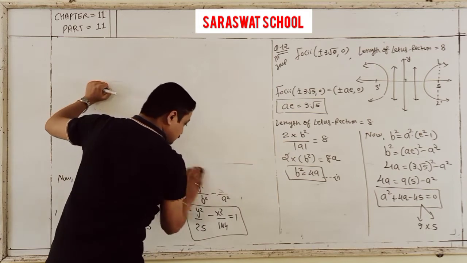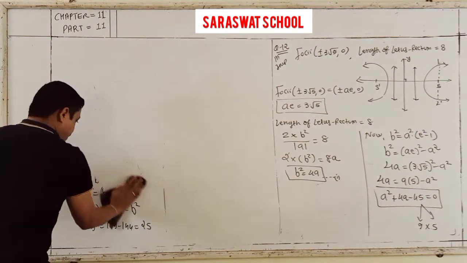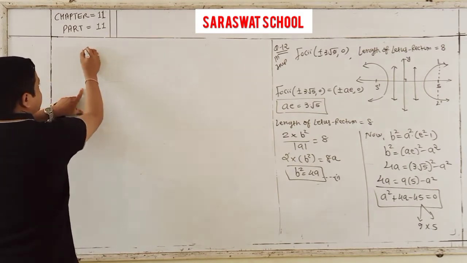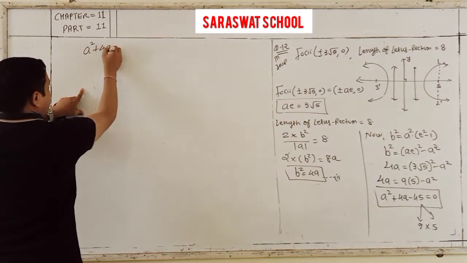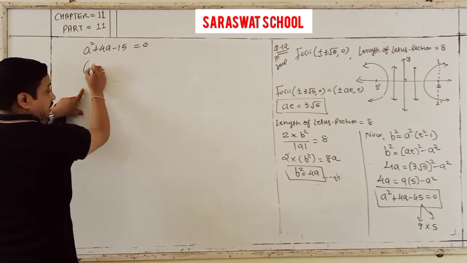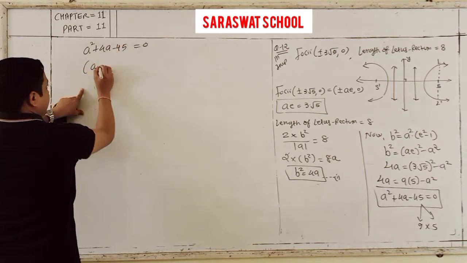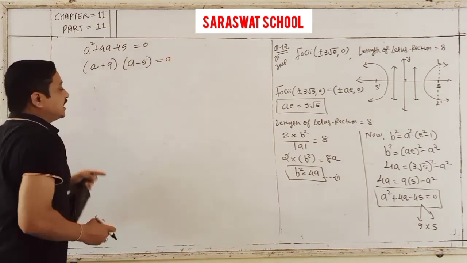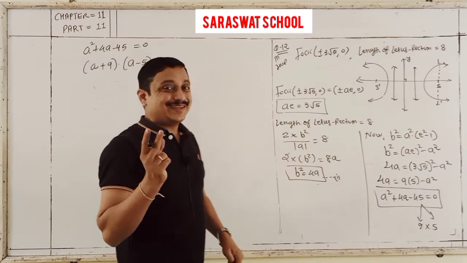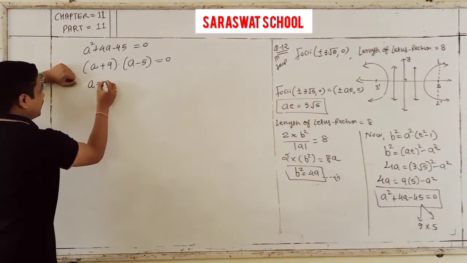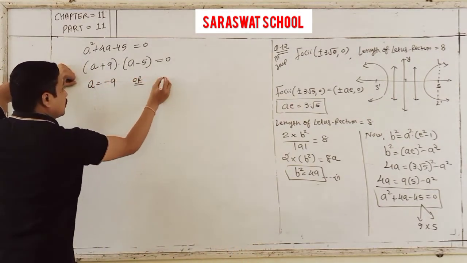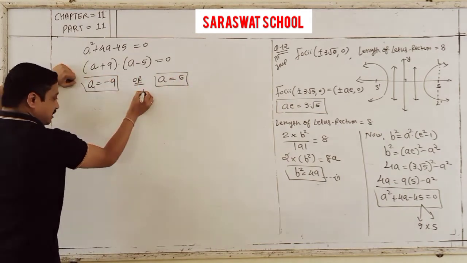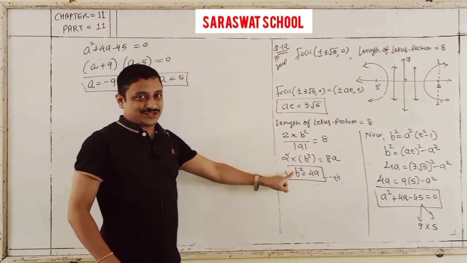Now values. So I split that: a square plus 4a minus 15. So you will get 45, yeah, (a plus 9) and (a minus 5). Yes, 9 fives are 45, and there are 2 values: a equals minus 9 or a becomes 5. Now this a equals 5 and a equals minus 9, you will substitute in equation number 1.